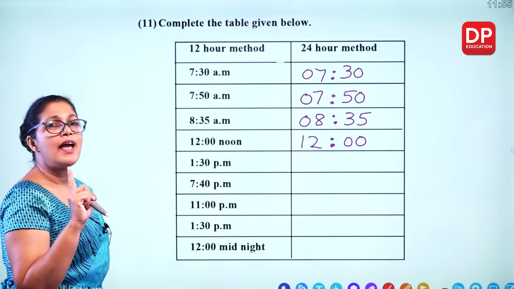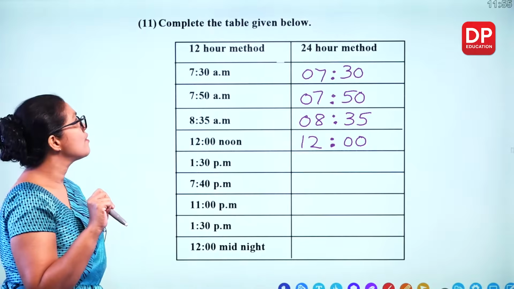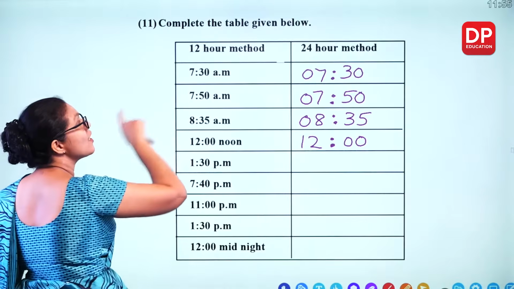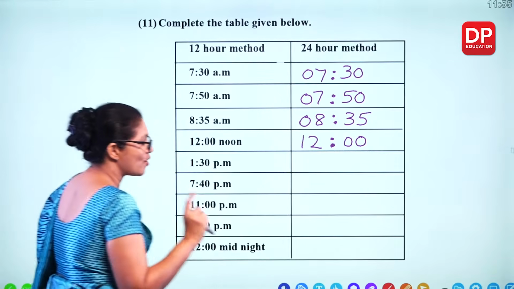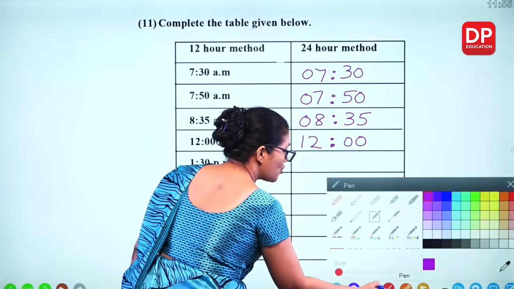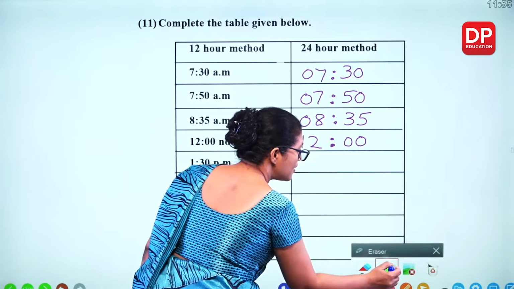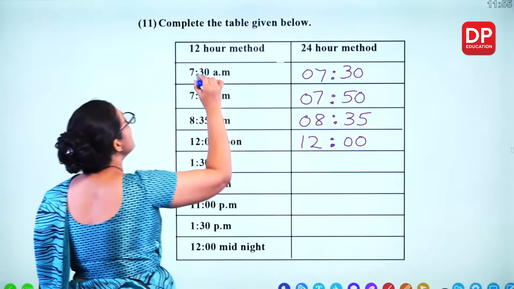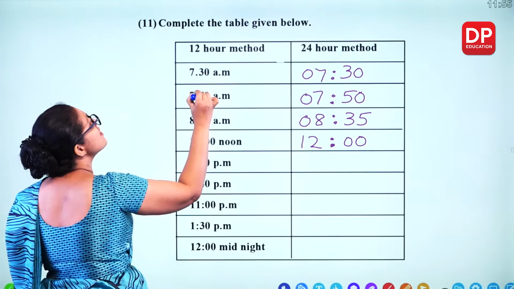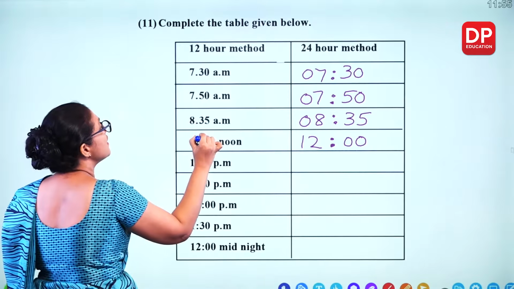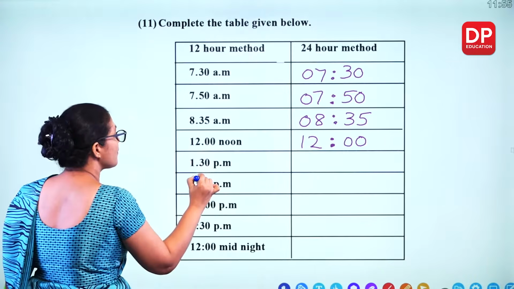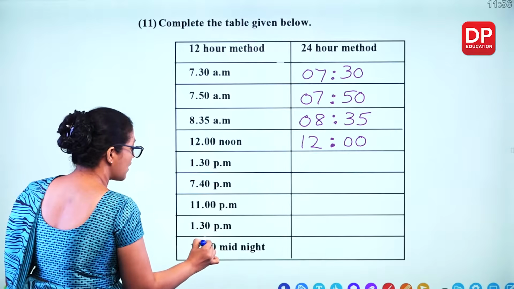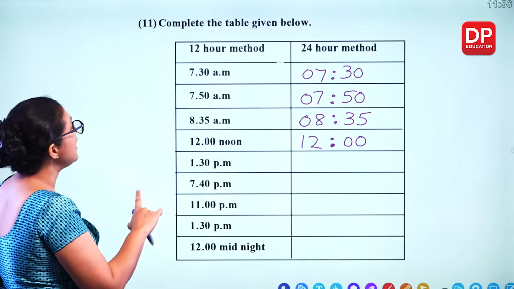Have you noticed an error here? Have you noticed when you are writing 12-hour method, can we put a colon? That's wrong. We have to use one dot. So shall we make it correct? These are wrong. You can't put a colon. So 12.30. When you are reading 12-hour clock, only one dot.